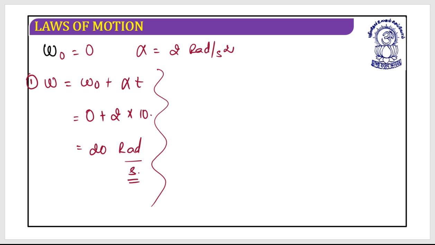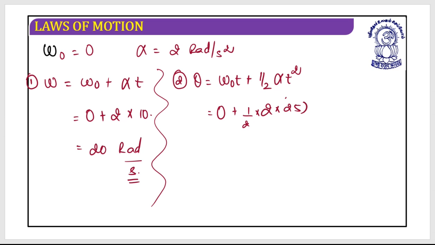Next, second. Angular displacement theta is equals to omega naught t plus 1 by 2 alpha into t square. So that should be equals to 0 plus 1 by 2 multiplied by alpha. Alpha is 2 radian per second square multiplied by t square. The time, that is 25 seconds square. This is 25 radian. I hope this is clear.